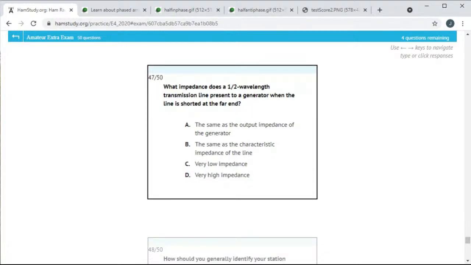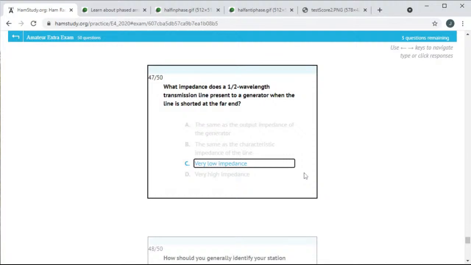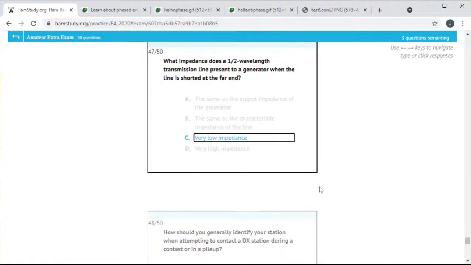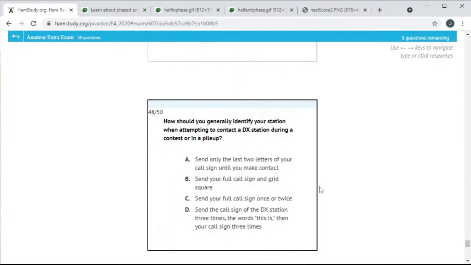What impedance does a half wavelength transmission line present at a generator when the line is shorted at the far end? And this would be low impedance. I've gotten that wrong last week or the week before. If you short it at the far end, you're basically doing a full wavelength, one half wave there and one half wave back, so it's a full wavelength loop antenna.